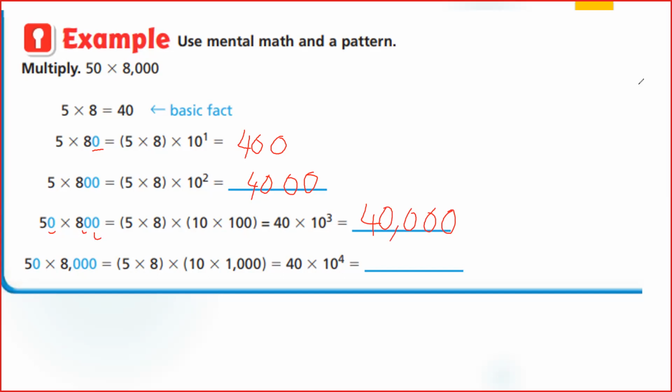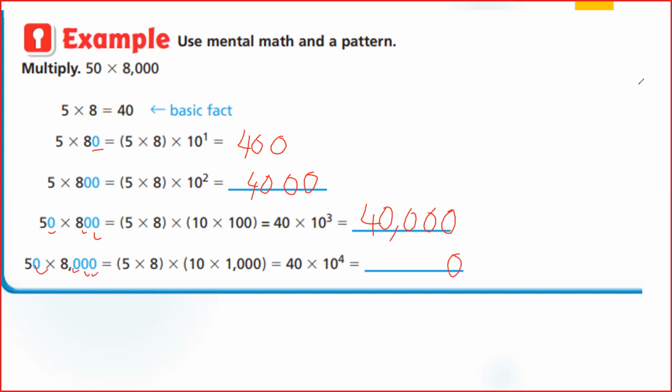Thank you. Now, Maryam Khaled. Maryam, can you hear me? Okay, Maryam. Lamia Sultan. Yes, Lamia. Here now, 50 times 8,000. How many zeros do you have? 1, 2, 3, 4. Bravo.